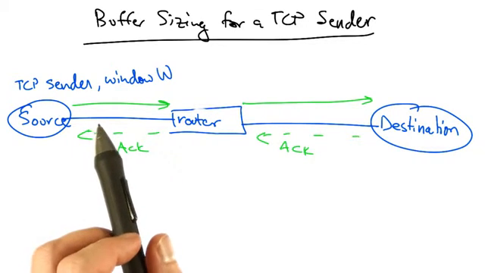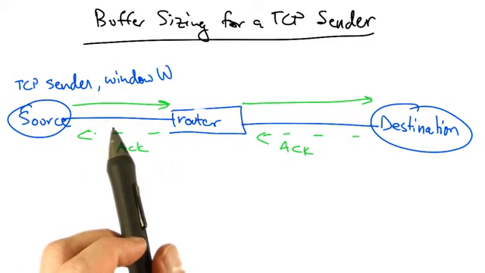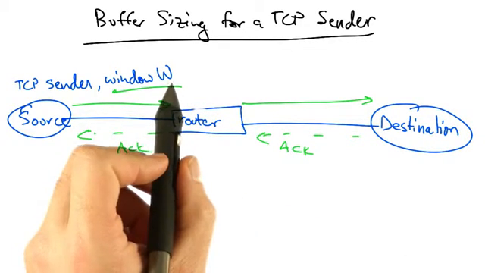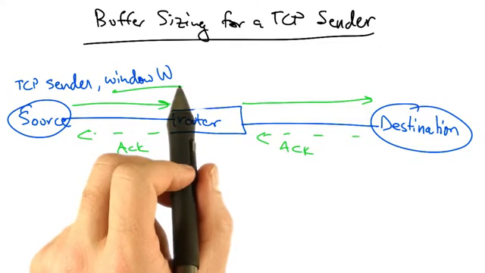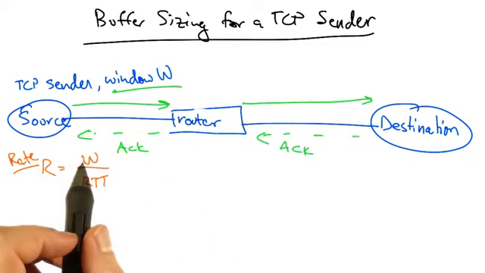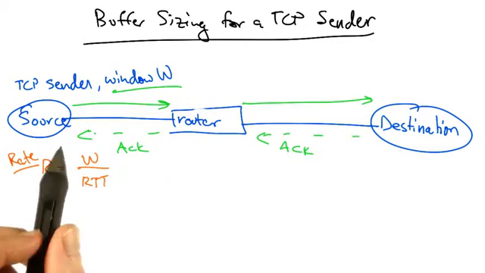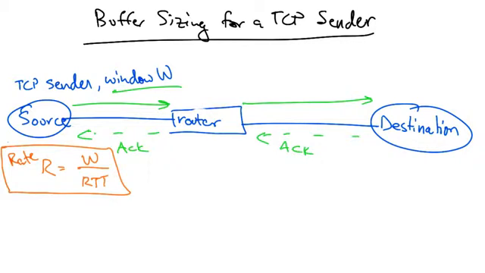Let's suppose that we have a TCP sender that's sending packets where the sending rate is controlled by the window W and it's receiving ACKs. Now at any time, if the window is W, only W unacknowledged packets may be outstanding. So the sender's sending rate, R, is simply the TCP window W divided by the round trip time of the path. So the rate is W over RTT.